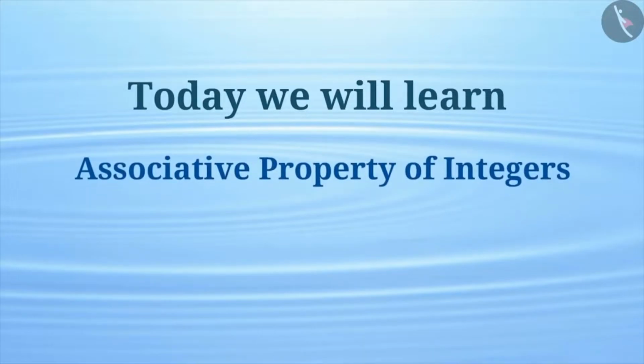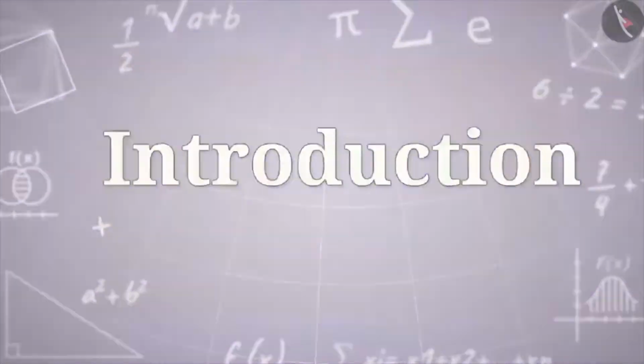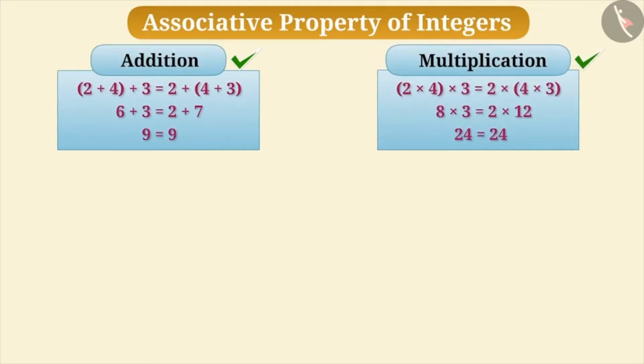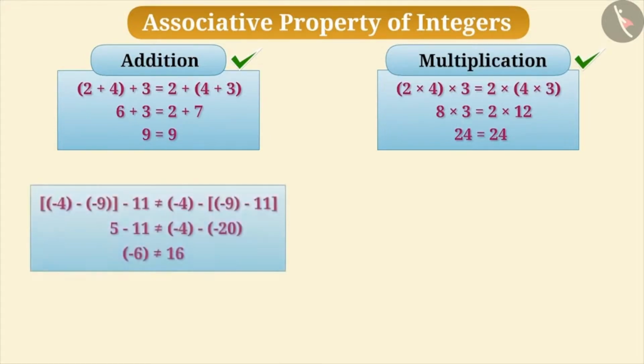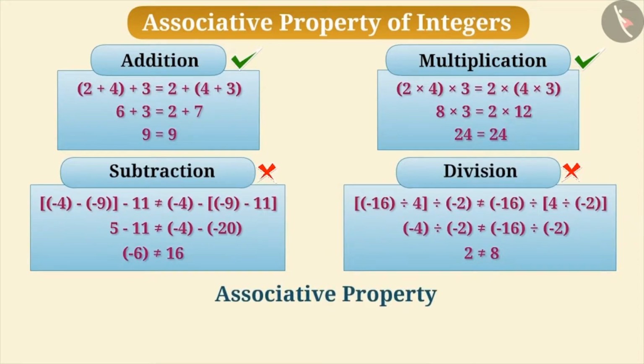Associative property of integers. Do you know that we can add 3 integers and we can multiply 3 integers by grouping them in any order, but we cannot do subtraction or divisions by grouping them in any order. This is called associative property of integers.